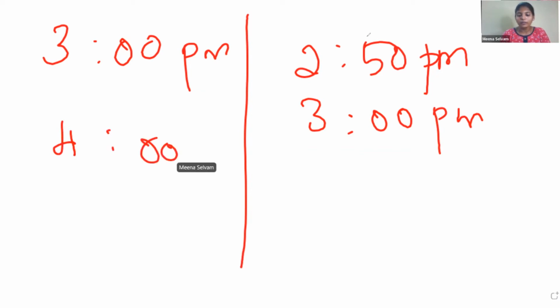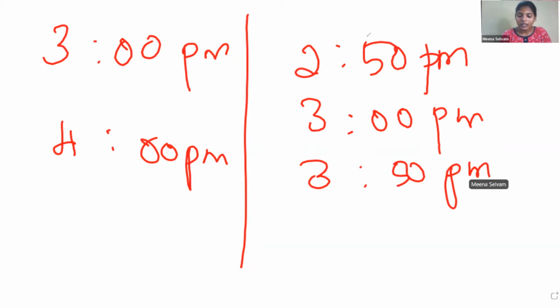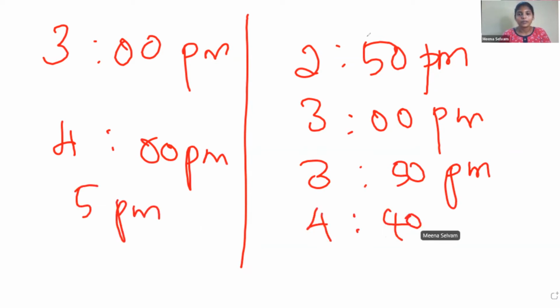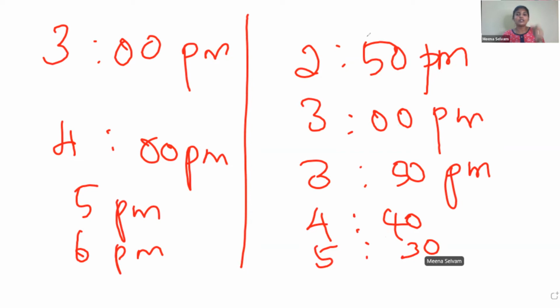When it is 4 p.m. it will show like 3:50. When it is 5 p.m. it would show like 4:40. When it is 6 p.m. it would show like 5:30. So every 1 hour 10 minutes is lost. Okay, so that your clock is running behind, it is losing time.